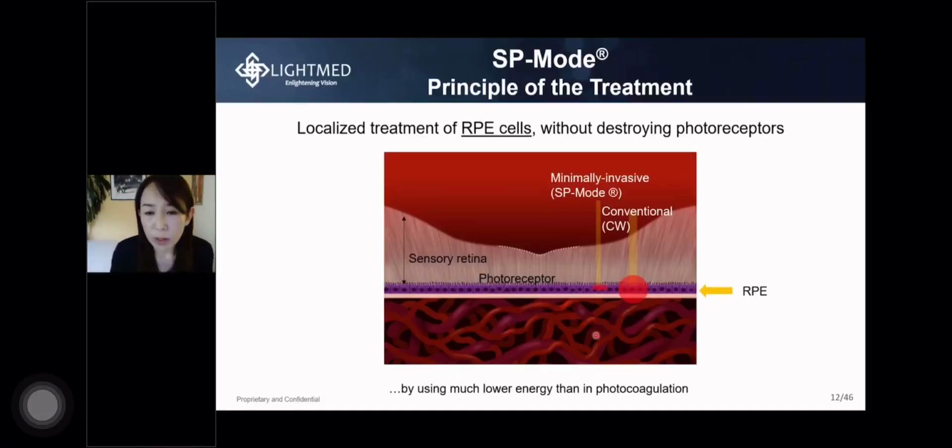What we want to do with this treatment, and why do we want to use such a low power, low energy treatment? Because we want to treat RPE cells at a local level without destroying photoreceptor cells, like we did before in conventional laser treatment.